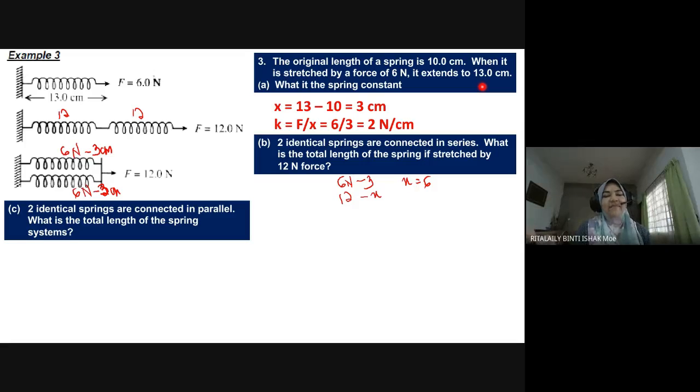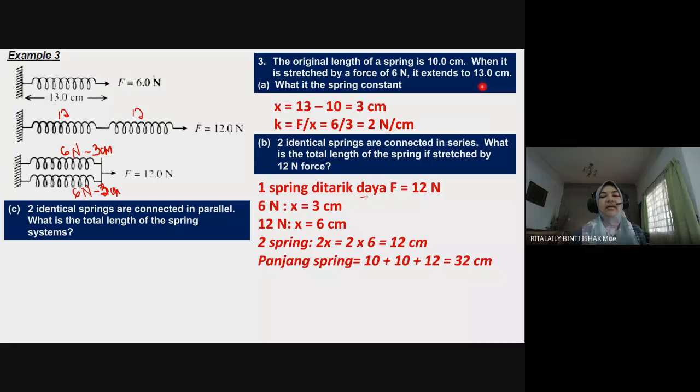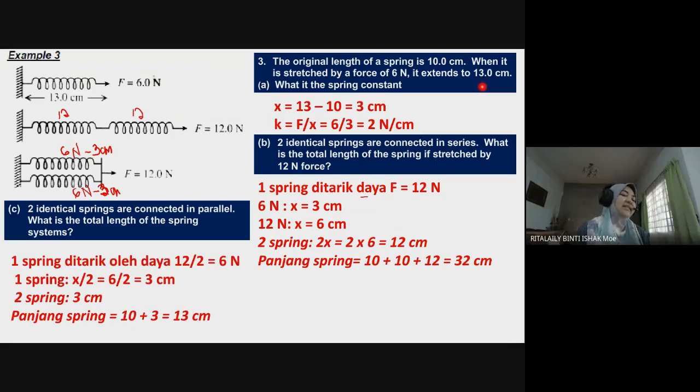Very good. Okay, yang ni tak payah add dia punya extension because they extend sama-sama, the 3 cm. Since the question wants us to give the total length, so we add the initial length. So the total extension is, or the total length is 13 cm. Okay. So let's look at the... ni kejap BM, kejap BI. Ini calculation ataupun jalan kerja dia. Okay.